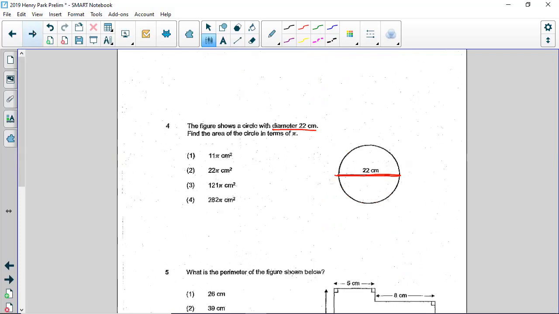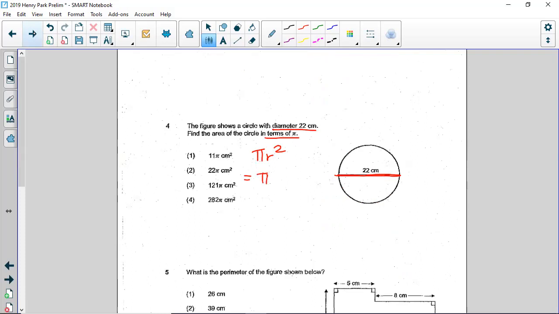So what is area? How do you find area? The formula to use is pi r square. You always write down the formula first and then put the numbers inside your formula. In terms of pi means no number, right? Don't have to write anything. Just put pi inside your steps.